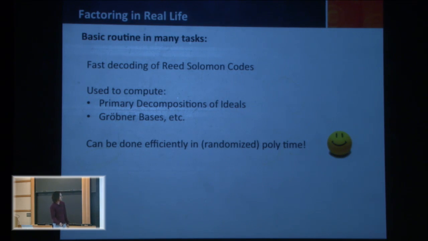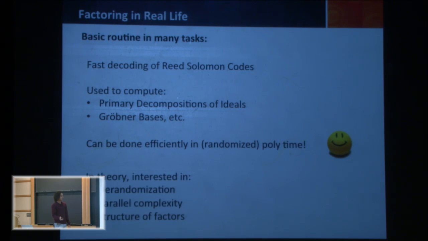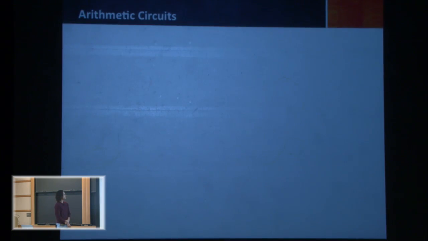But since Avi is sitting here, we have many things that we're concerned about. For example, de-randomization. We want to de-randomize this algorithm. We also want to study the parallel complexity of this problem. So far, the only algorithms we have are very sequential. And in general, we're also interested in understanding the structure of the factors, which I'll elaborate a little bit more in a couple of slides.